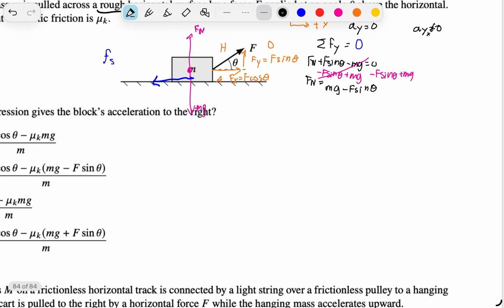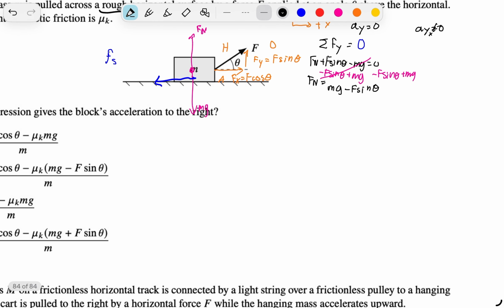So then let's think about our friction here. We have Fk, because the block is going to be moving. So this is equal to mu k times your normal force. We had our normal force, which was the expression over here, so you can substitute it in right here. So this is going to be mu k times mg minus F sine of the angle theta.